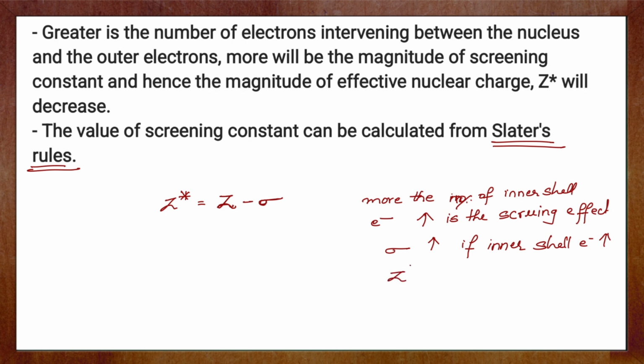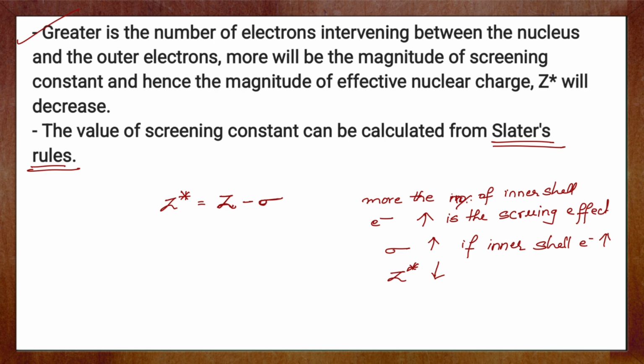Then what will happen to Z star? Z star will decrease. So that is what is given in this point. The greater the number of electrons intervening between the nucleus and the outer electrons, the more will be the magnitude of the screening constant, and hence the magnitude of effective nuclear charge, that is Z star, will decrease.